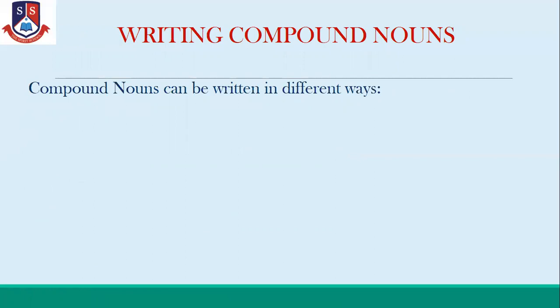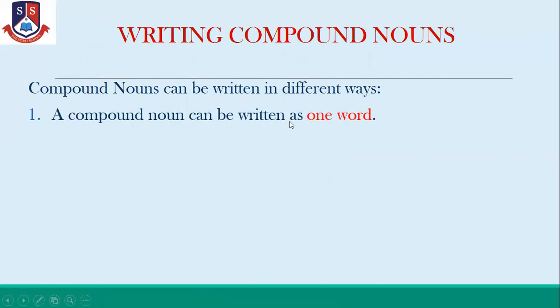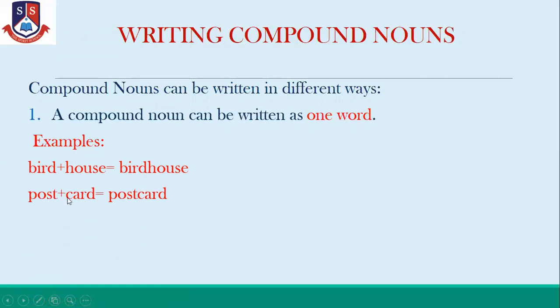Now, students, we are going to discuss, and I'm going to tell you that there are few ways to write the compound nouns. First, a compound noun can be written as one word, right? As we have just discussed in the previous examples, bird plus house is equal to birdhouse. See, we are not giving any space within these two small words. Bird and house are written together without any space. Post plus card is equal to postcard.